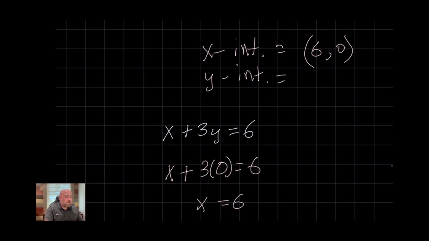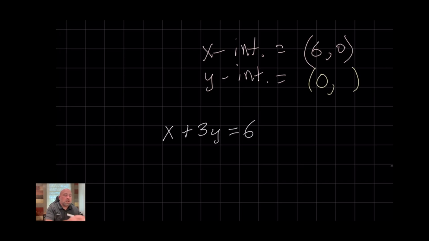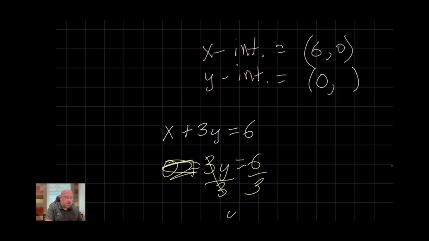Okay. Now we can do the same thing with our y-intercept by subbing in a 0 instead of our x. So this one's going to be a 0, comma, and then we'll have something. And so we'll have a 0 here plus 3y equals 6. We can get rid of that because it's a 0. Divide both sides by 3. Y equals 2. And so our intercept is 0, 2.